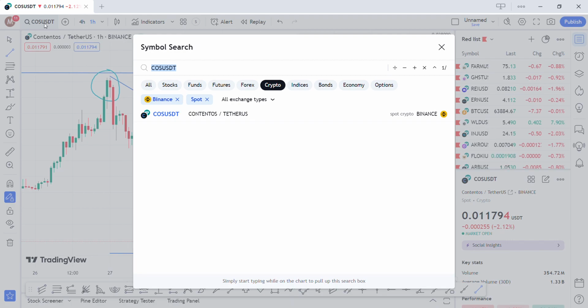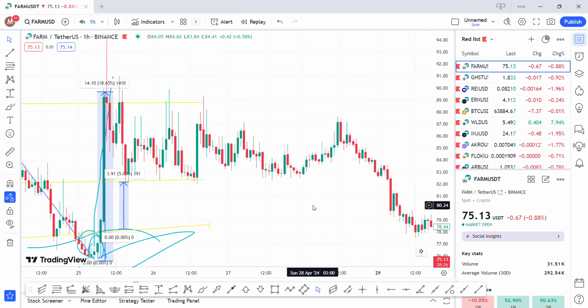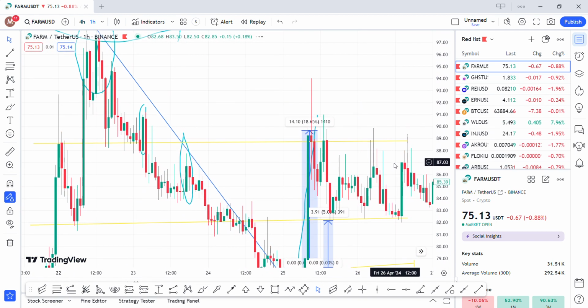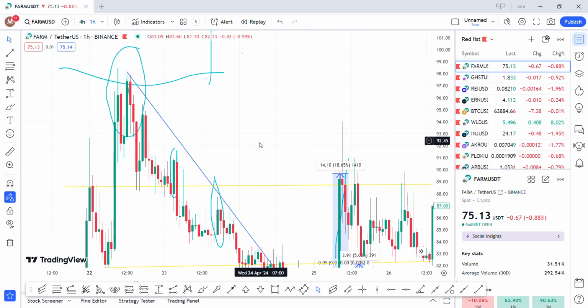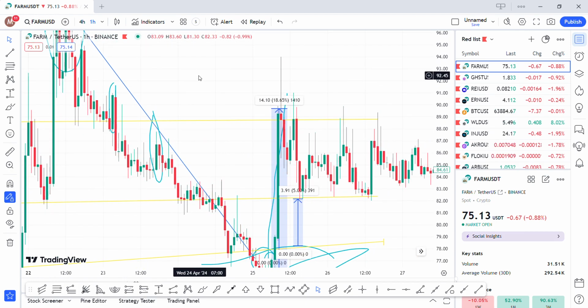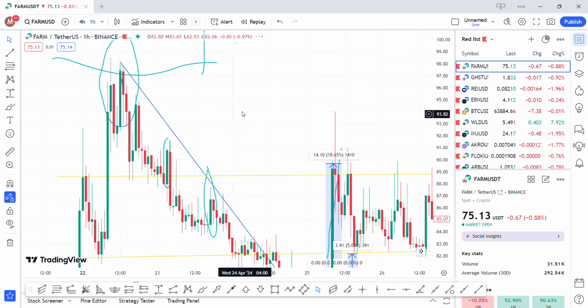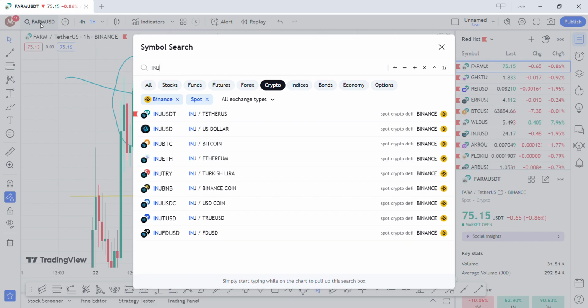Let's take farm as an example. You can use any coin, anytime. You can also test on WLD. You can see it's fantastic. I've even worked on this particular one before, and I've explained something here before. Let's take another coin in the name of INJ.